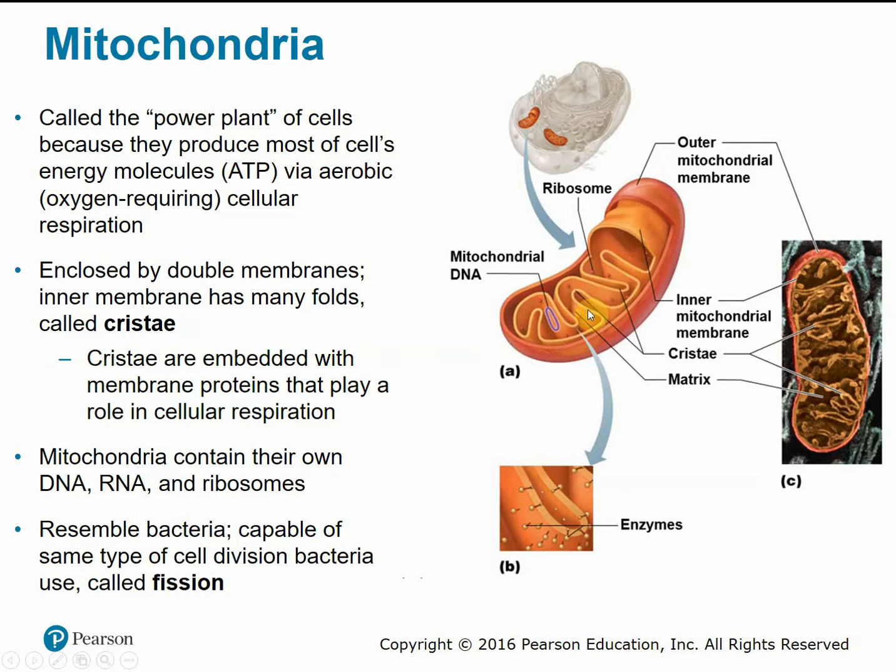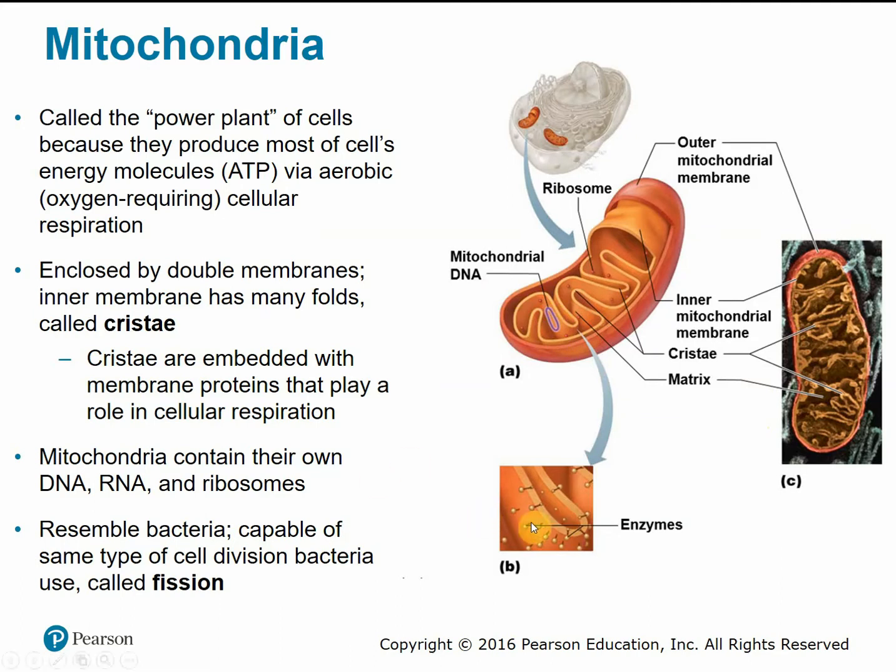so we can make more ATP with that limited space. Mitochondria are interesting because they're different from the other organelles that we're going to talk about because they have their own DNA, their own RNA, and their own ribosomes. They also resemble bacteria. Structurally, they look kind of like a bacillus bacteria, and they're also capable of the same type of cell division that bacteria can do. Mitochondria can replicate themselves, and they have their own separate DNA chromosome, and it's also a circular chromosome. Bacteria have circular chromosomes as well.